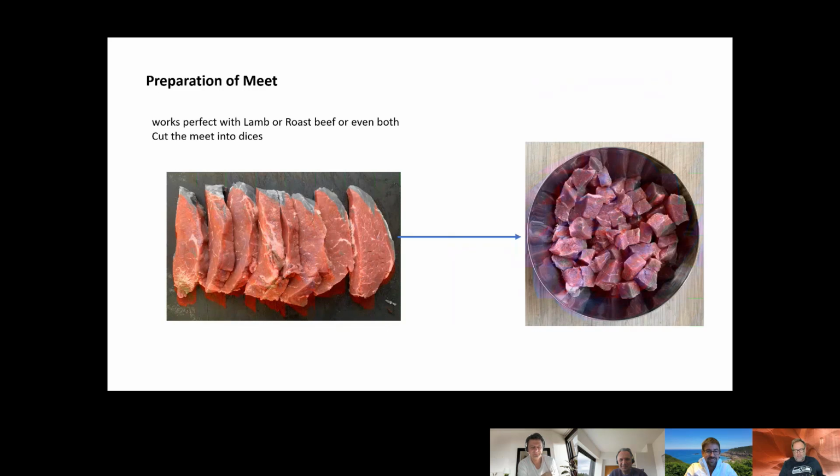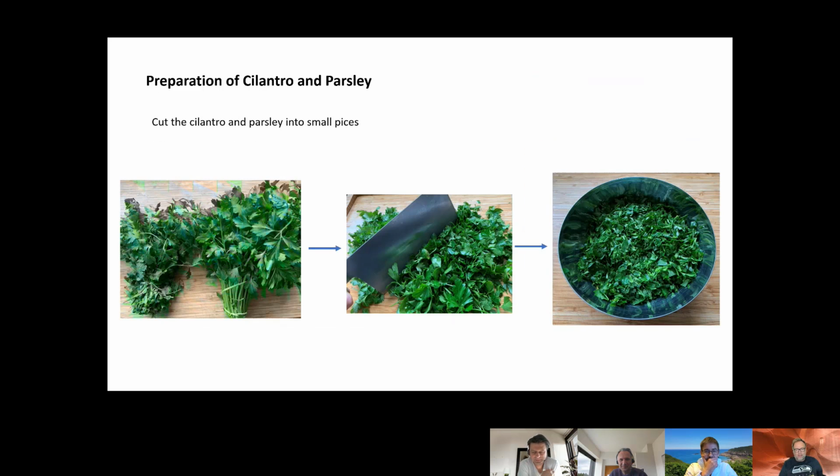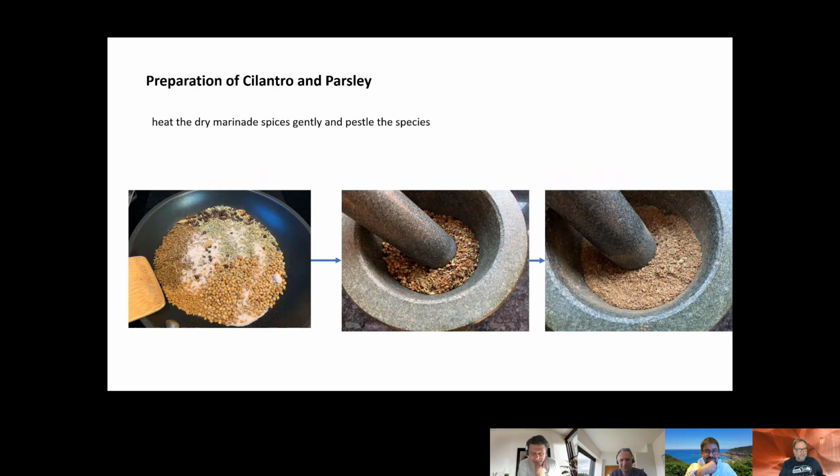As a second preparation, cut the meat into cubes. Then cut all the cilantro and the parsley into small pieces and put it aside. Then, as mentioned, put all the seeds in the pan, cook them a little bit, and then grind them until they're really nicely small. And the smell of this is amazing. Once you smell this, you already lost. That's really perfect. Make sure it's nicely hot, but don't overcook it.